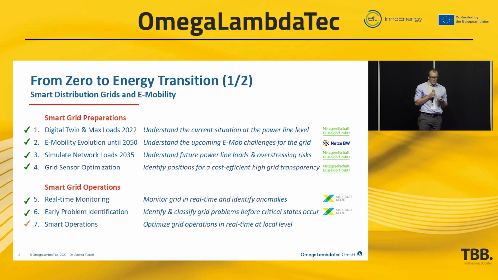So starting from the smart grid preparation, our goal here is to give to the DSO all the best tools to understand the current status of their grid. But not only this, but also to forecast its development in the future. For example, to understand the challenges that the e-mobility development will bring in the next years. With this information, we can then optimize and give to the provider the best configuration for their grid and for placing their sensors. And once these sensors are in place, we can then enter the field of real smart grid operations.